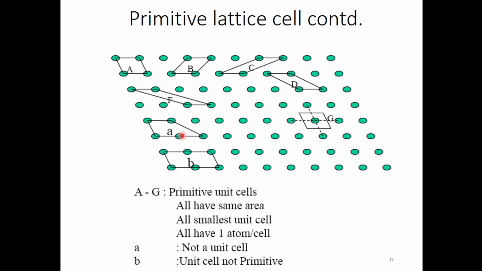As far as this small a, a in the lower case, is concerned, this is not a unit cell at all. You know why? Because by considering such a unit cell adjacent to it, we will observe that there will be either a void, an empty space, or an overlapping between the two consecutive unit cells. So this is not a unit cell at all. And this B is a unit cell, yes, but this is not a primitive unit cell.